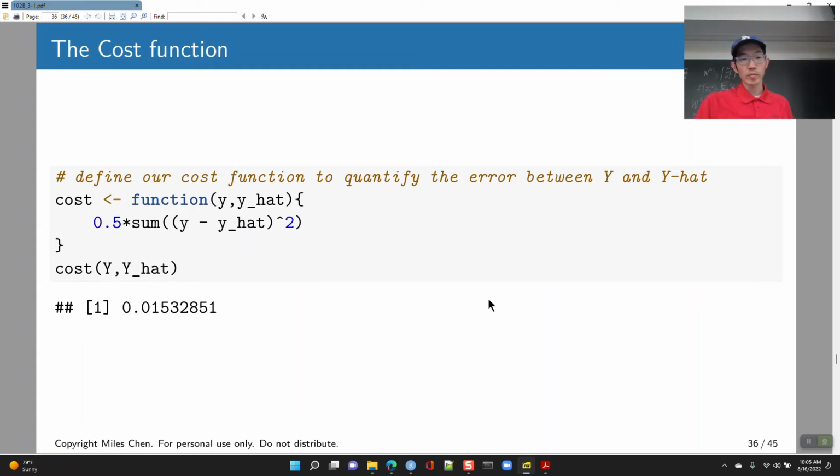Okay. What is our cost function? Our cost function J was (y minus y hat) quantity squared, and we summed that up, and we multiplied by 1/2. So I got 1/2 times the sum of (y minus y hat) squared. No surprise here. This is how we're calculating our cost. And so right now the cost between the actual values y and our predicted y hat is 0.0153.